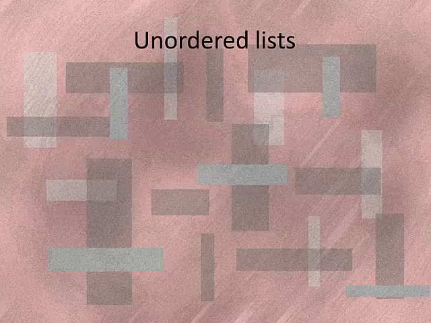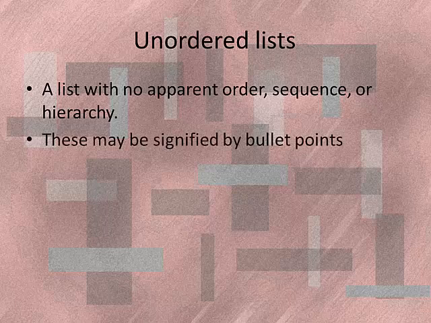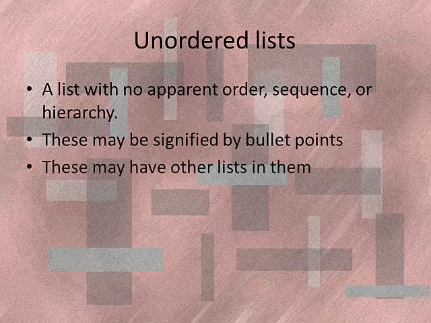And then an unordered list is like the one we're showing here. It just shows a list with no apparent order, sequence, or hierarchy. Like it's not organized. These may be signified by bullet points, that little dot you see over there. That's an unordered list, and they may have other lists inside of them.